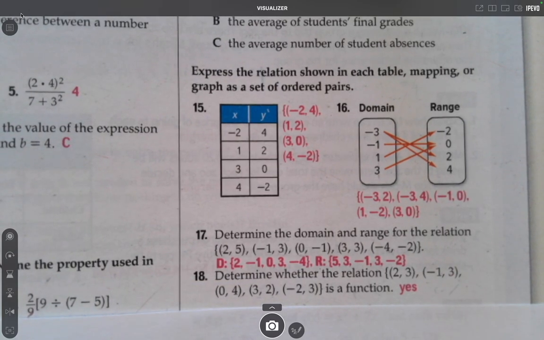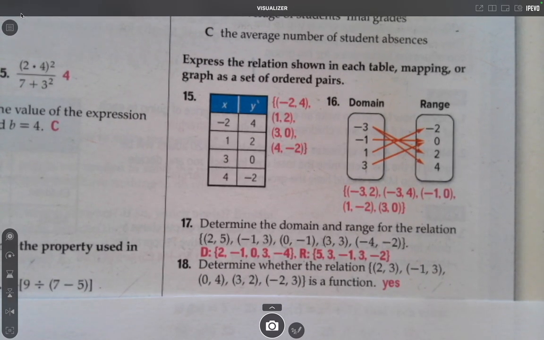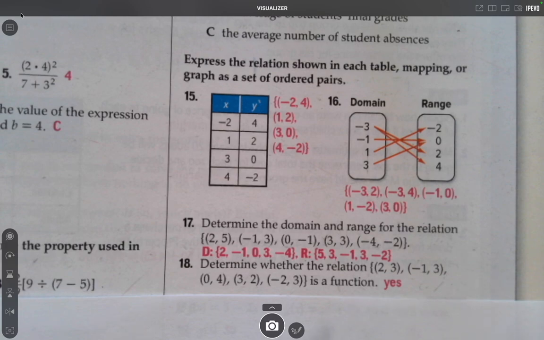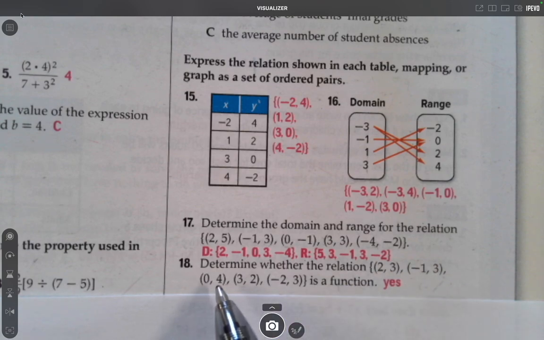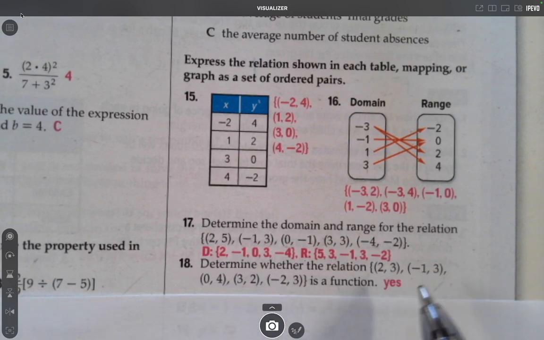Okay? To determine whether the relation is a function, we look at the x values. X's cannot repeat. So look at the x's. 2, -1, 0, 3, -2. Those are all different. They're all unique, so this is a function. Y values can repeat. If you notice, 3 shows up more than once as a y value. That's fine. Y's can repeat. X's cannot repeat to be a function.